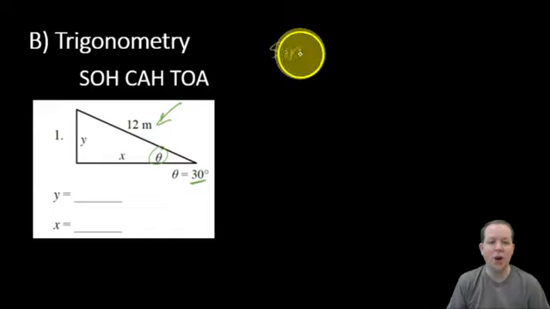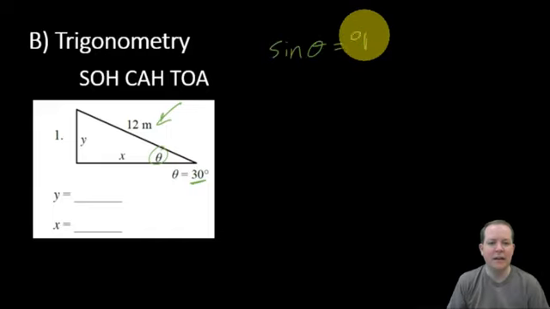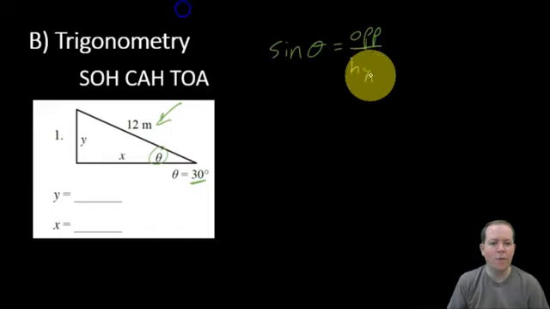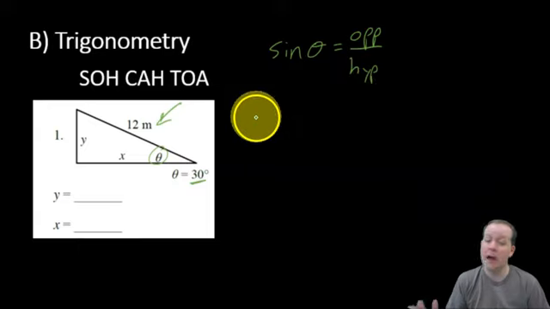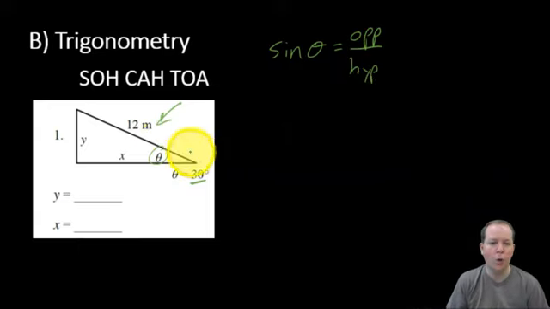SOHCAHTOA means that the sine of theta is equal to the opposite over the hypotenuse. What does opposite mean? If this is my angle here, theta, opposite is the side of the triangle that's opposite. That would be y. Hypotenuse is just the hypotenuse of the right triangle. That would be this 12 meters. So let's say I was trying to solve for y. Y is on the opposite side, and I know the opposite and hypotenuse. So to figure out y, I'm going to go like this.